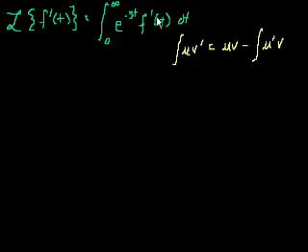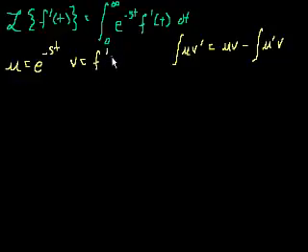So here the substitution is pretty clear, right? Because we want to end up with f of t. So let's make v prime be f prime, and let's make u be e to the minus st. So u is going to be e to the minus st, and v is going to equal f prime of t. And then u prime would be minus s e to the minus st.